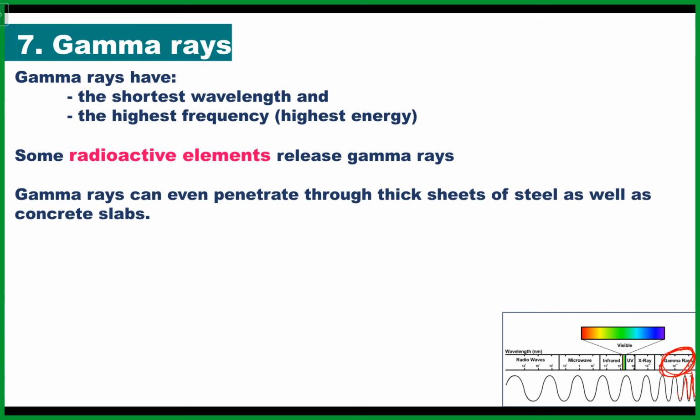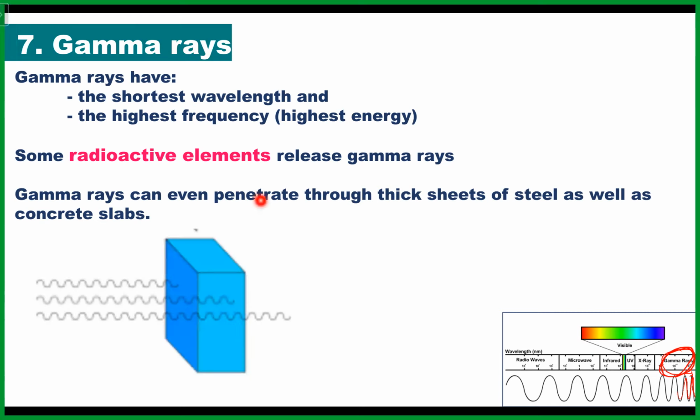So not just through our bodies, gamma rays can even penetrate through thick sheets of steel as well as a concrete slab. So let's imagine that there is a gamma ray that is coming, all right? And let's say that you hide behind a concrete slab or a thick sheet of steel. This is going to be of no use because gamma rays are extremely high energy waves. They can even penetrate through a thick concrete slab and come out of the other side and penetrate through a person's body. So this is what you need to know about the gamma rays.